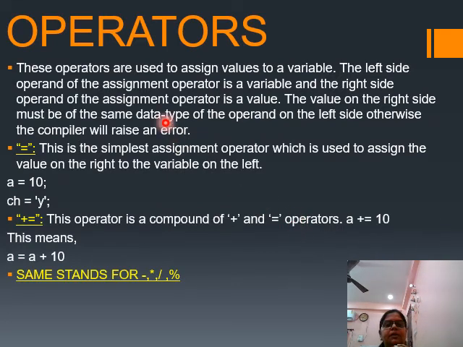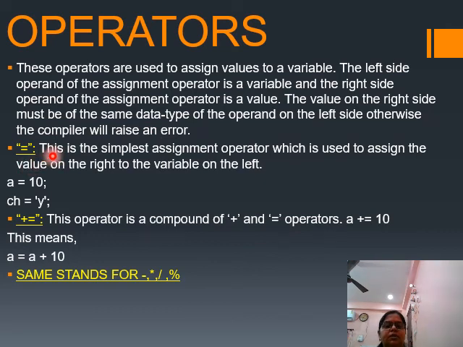Now see, beta, these operators are used to assign values to a variable. With the help of these operators, we assign a value. The left side operand of the assignment operator is a variable, and the right side operand of the assignment operator is a value. The value on the right side must be of the same data type as the operand on the left side, otherwise the compiler will raise an error.